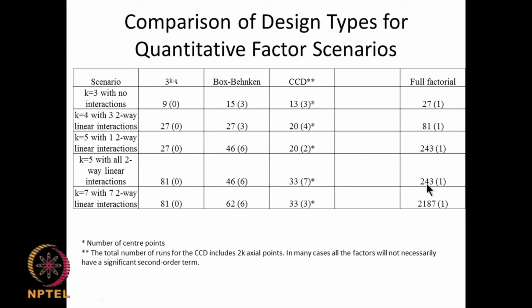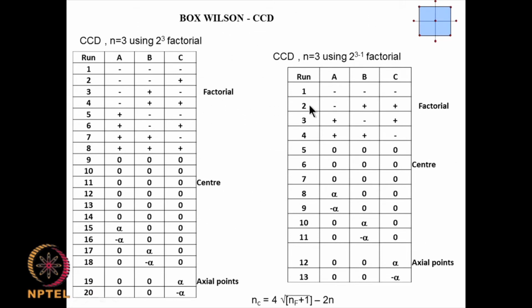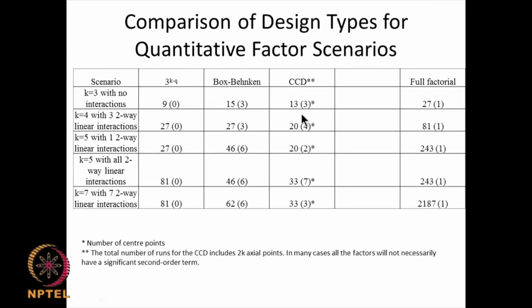So, it grows up exponentially. If you come to CCD, if you assume a fractional factorial for the central portion, and then we consider the center points as well as the star points, you will have 13 experiments. If you remember this, we have 13 experiments, right. So, we can have 13, whereas Box-Behnken will give you 15 experiments.